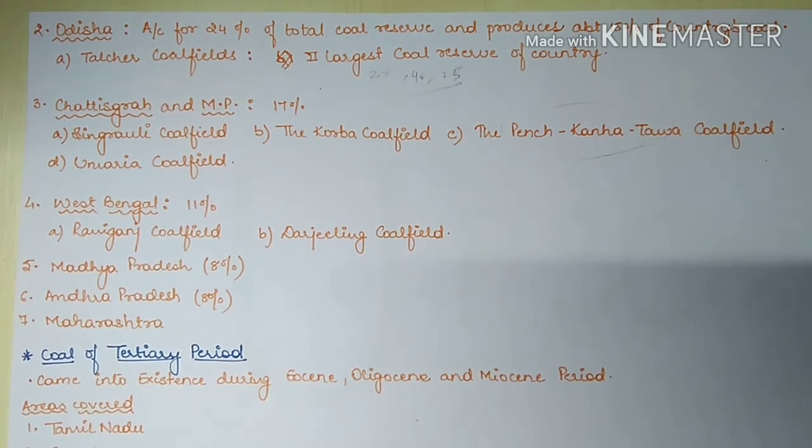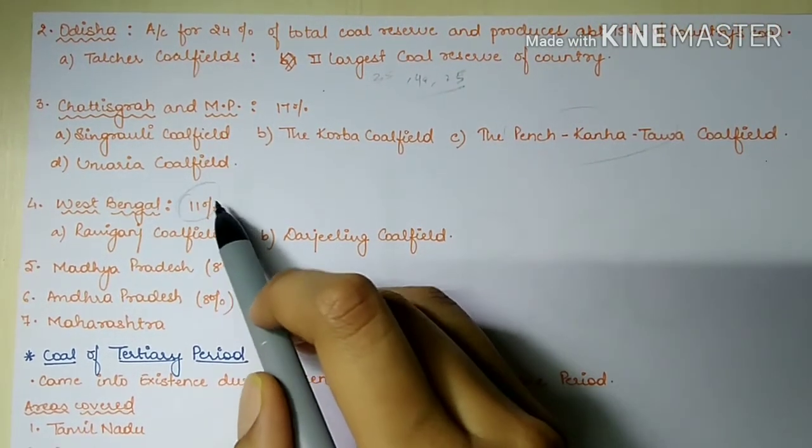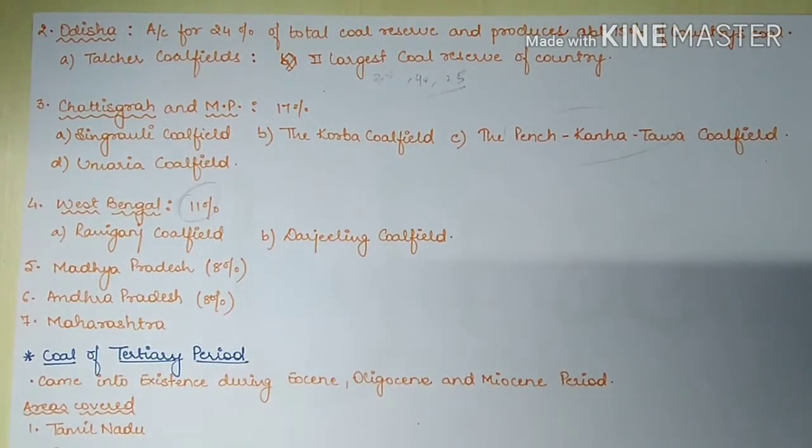Then next we have West Bengal. West Bengal accounts for 11% of the total coal reserves of the country, and in West Bengal we have two coal fields. That is the Raniganj coalfield, which stretches over 185 square kilometers of area, and the carbon content of the coal is 50 to 65%. The quality of coal is good, and it is used for the metallurgical industry, especially in the Durgapur iron and steel plant.